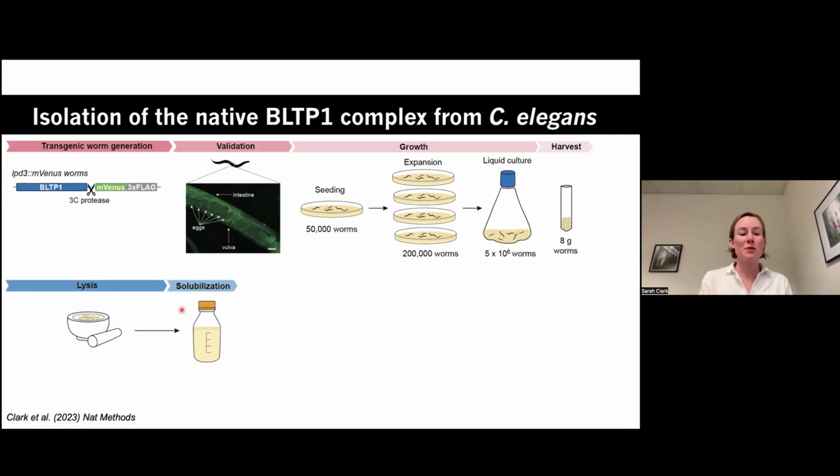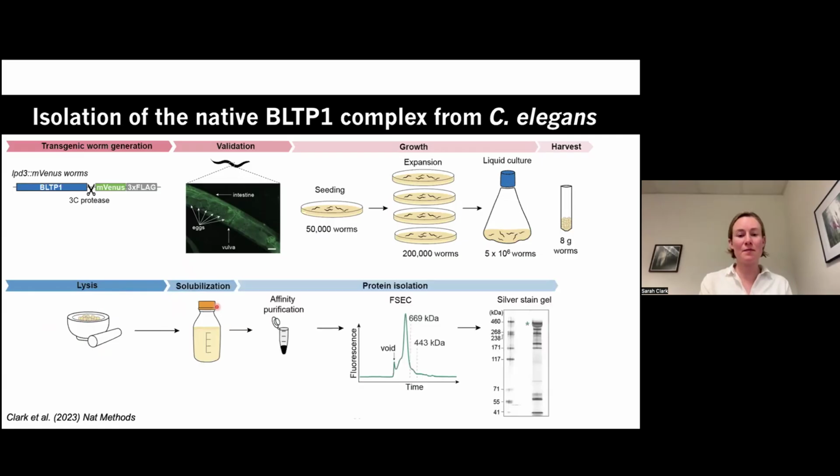So with these worms, we lysed them by grinding them up, solubilized them, and then went through sort of normal affinity purification and size exclusion chromatography. The difference here being that we're working with very, very small amounts of protein. So we had to adapt these methods to accommodate the tiny amounts of protein we were working with.